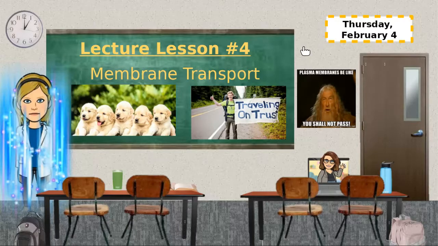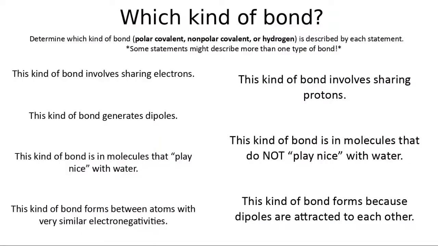Today we are going to be talking about lesson number 4, which is all about how we get some things across the membrane that can't pass straight through the membrane. To help us prepare, we did some group work to remind ourselves about the different kinds of chemical bonds that we have inside molecules. So here's a quick reminder for us.